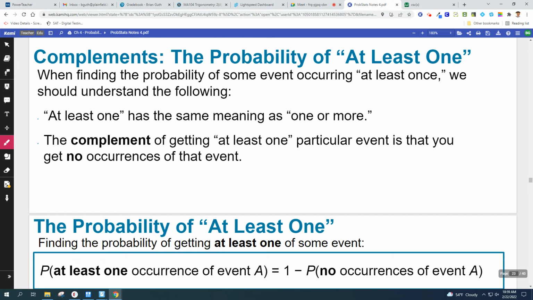Complements and the probability of at least one. When finding the probability of some event occurring at least once, we should understand the following. At least one has the same meaning as one or more. And the complement of getting at least one particular event is that you get no occurrences of that event. And that's going to be huge, okay? That is going to make a really difficult problem into a not so difficult problem.